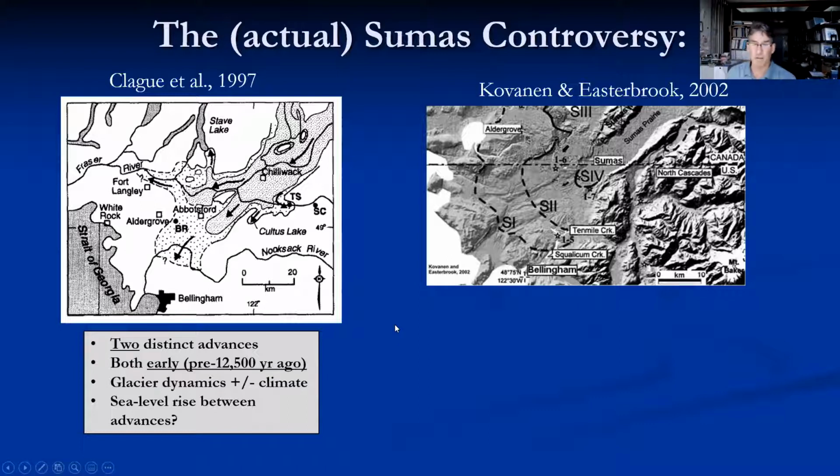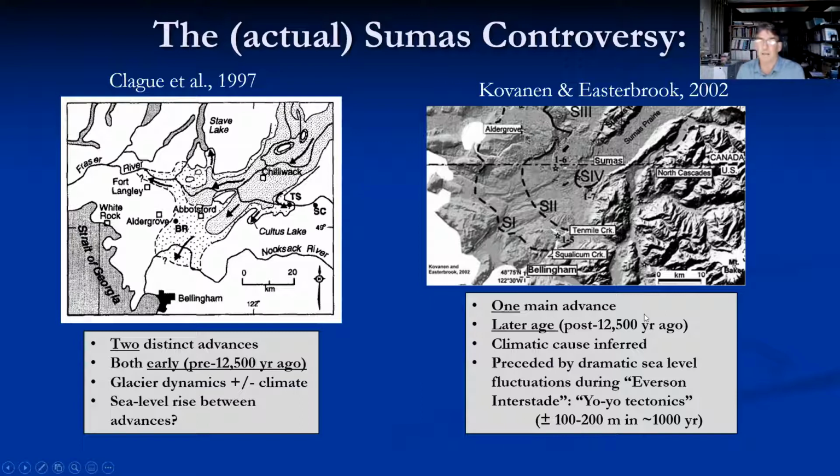The opposing model, again focused dominantly on evidence south of the border, was primarily proposed by Don Easterbrook and several of his students, including Dori Kovanen. And they codified their model in a paper in 2002 that fundamentally boiled down to having mainly one main advance with several sort of recessional phases as it retreated back towards the border.